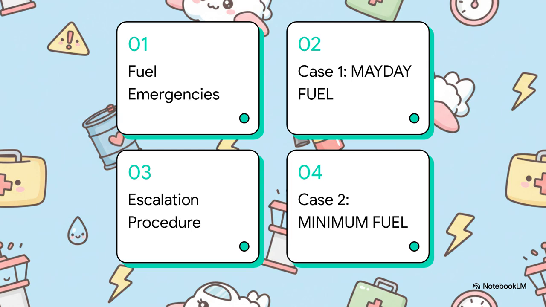To make sure this is crystal clear, we'll follow this exact structure. First, Section 1, Types of Fuel Emergencies. Second, Section 2, Case 1, Mayday Fuel. Then Section 3, the Emergency Escalation Procedure. And finally, Section 4, Case 2, Minimum Fuel.